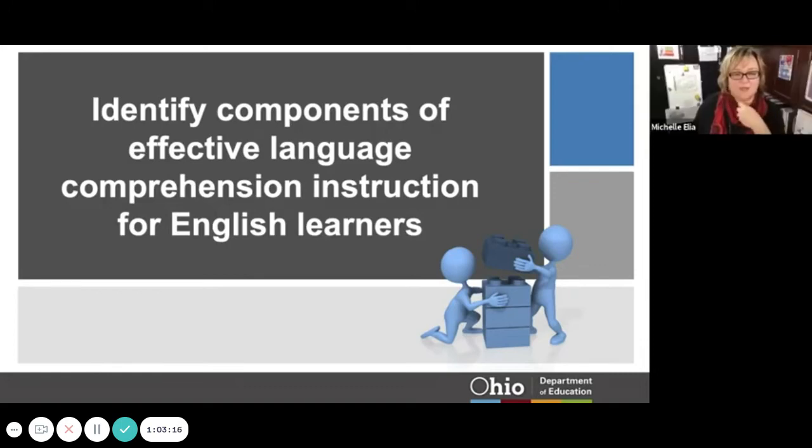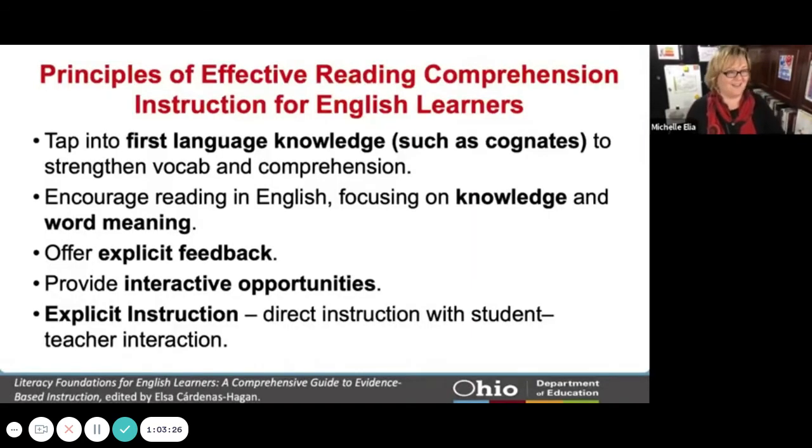Okay, so we're going to talk about effective language instruction for English learners, and eventually we'll get to some modeling of that. We're going to try and pick up the pace to get you to that. So here we go. When it comes to effective reading instruction for English learners, we know that we have to tap into their L1, their first language, in order to help strengthen vocabulary and comprehension. The research is really clear on that.